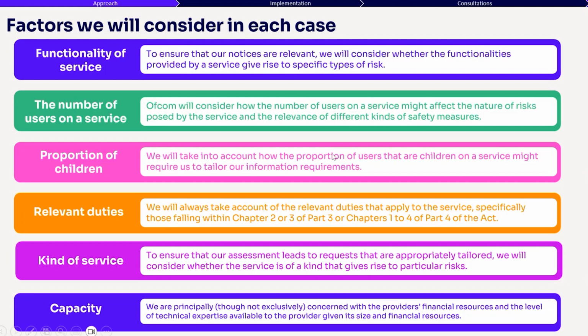A quick second example, so thinking about the proportion of users that are children. This information might affect how we tailor notices. So where a service has children on it, we would always consider asking for information that is about the specific protections that a provider has in place for children. And where a service has a lot of children on its service, a higher proportion of the information we require is likely to be focused on the protections for children specifically.